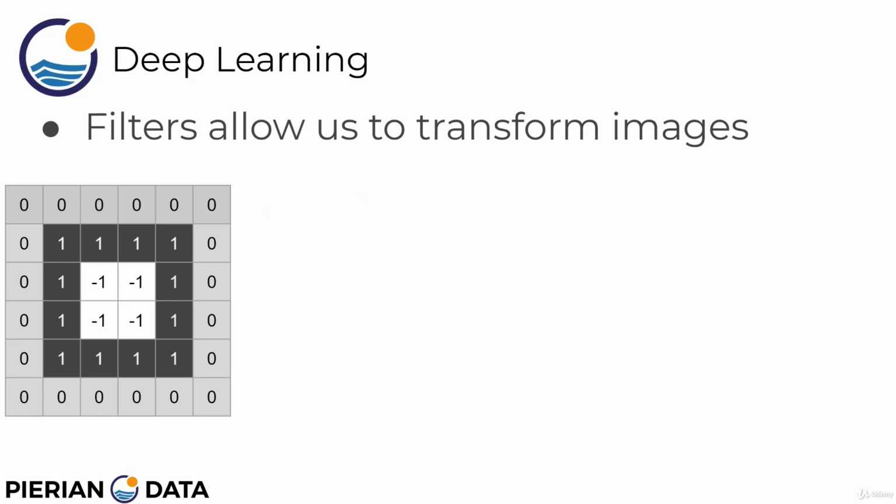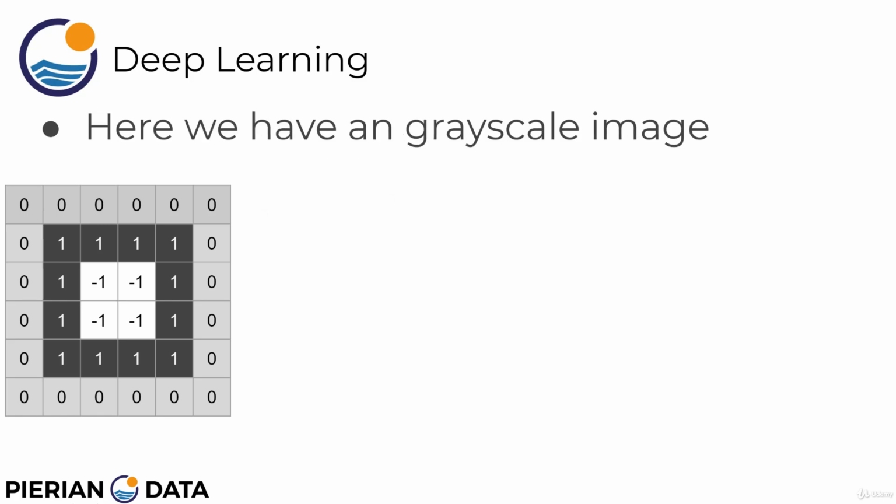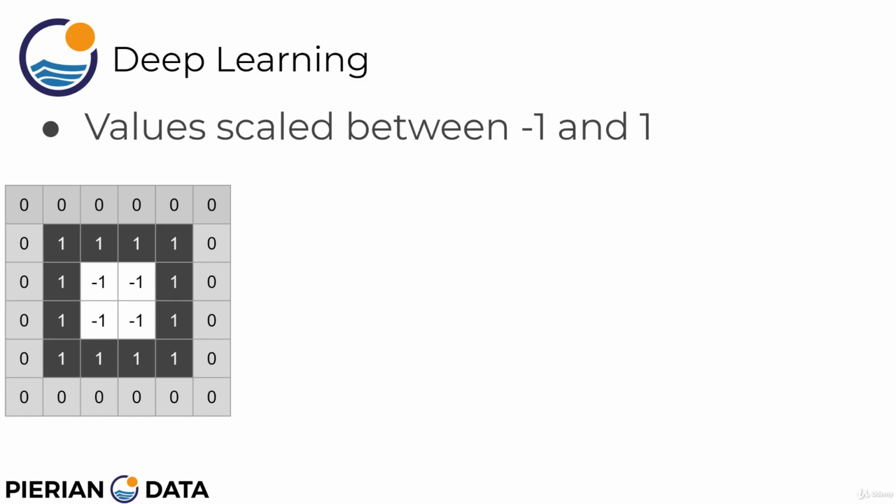Filters essentially allow us to transform images. So here we have a grayscale image. It's a really small image, and what we have are values that are scaled between -1 and 1. Where 1 represents black and -1 represents white, and then the value right in between them, such as 0, is essentially gray. So we have these normalized values between -1 and 1.